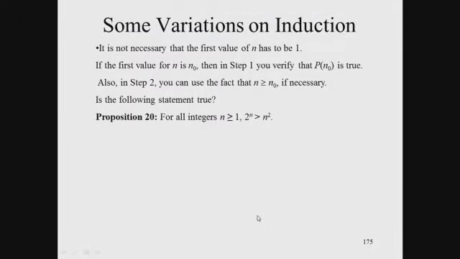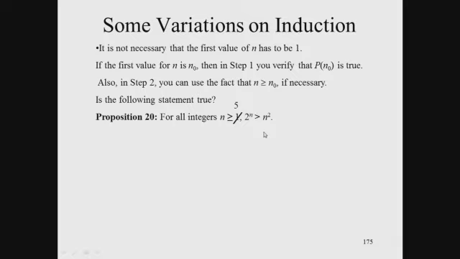Is the following statement true? For all integers n bigger than or equal to 1, 2 to the n is bigger than n squared. Let's check this. Is this statement true when n equals 1? Is 2 strictly bigger than 1? Yes. How about n equals 2? Is this statement true for n equals 2? No. How about n equals 3? No. So this statement is clearly not true. However, it is true that for all integers n bigger than or equal to 5, 2 to the n is bigger than n squared. That is a true statement. And now let's prove it by induction.